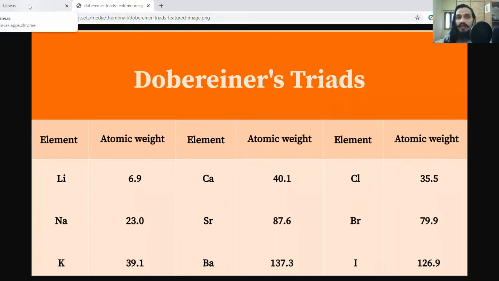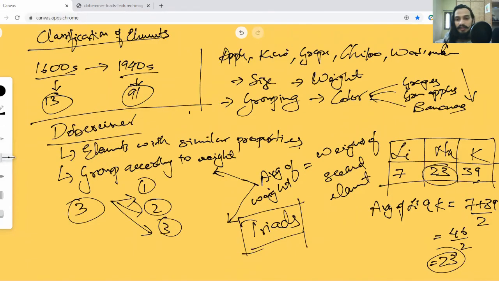It did not apply to all of the elements that they knew at the time. So one problem with this is that it did not apply to all elements. That is one problem.